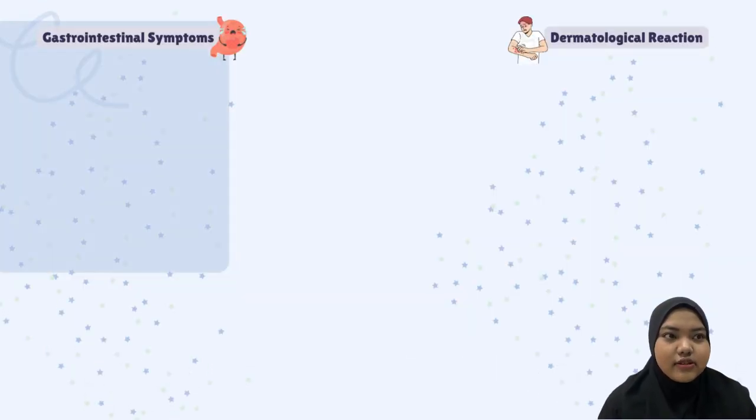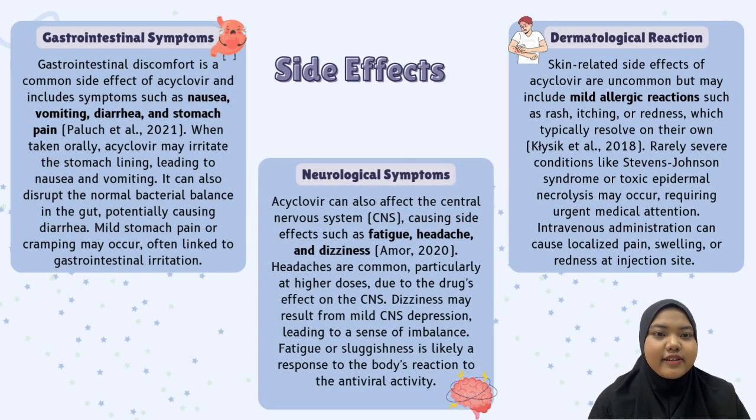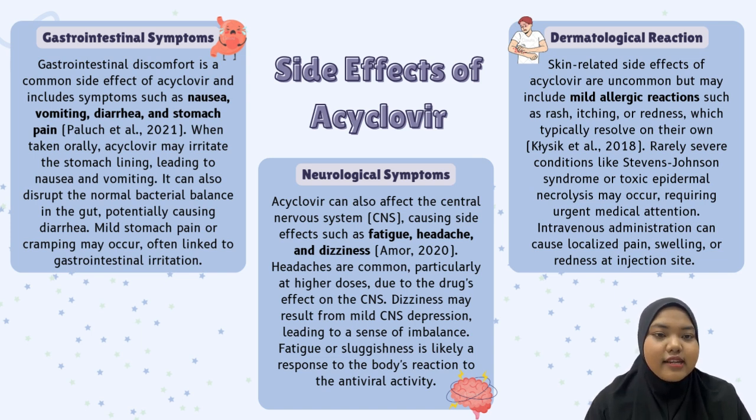Today, I will present about the side effects of acyclovir. The side effects of acyclovir can affect the digestive system, central nervous system, and cause dermatological reactions. For the digestive system, the patient may feel nausea and vomiting, stomach pain, and diarrhea.